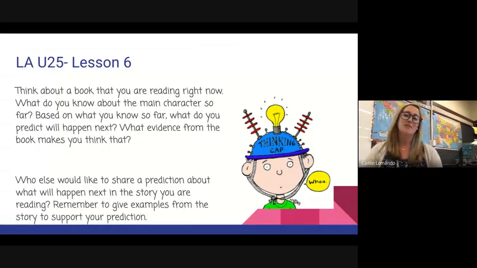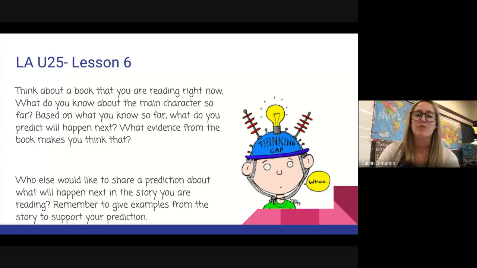Today I want you to think about a book that you're reading right now, and I want you to think about what you know about the main character so far. Based on what you know so far, what do you predict will happen next? What evidence from the book makes you think that?